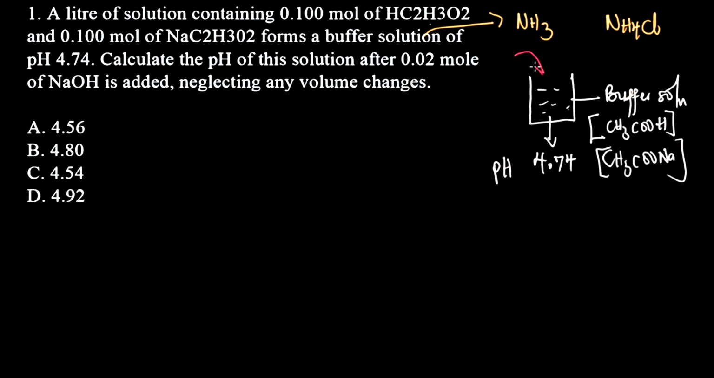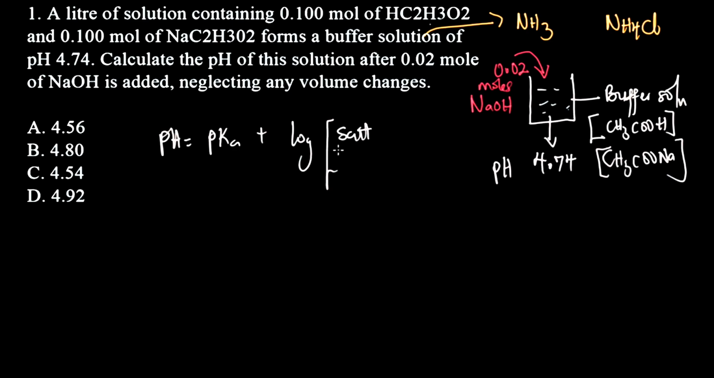So now we are introducing 0.02 moles of sodium hydroxide. Definitely we expect the pH to increase because we are adding a base, right? So to calculate the pH of a buffer, we use pH equals pKa plus log of salt over acid. This is a simple way to calculate the pH of a buffer solution. Initially, before we introduce sodium hydroxide, the pH was 4.74.